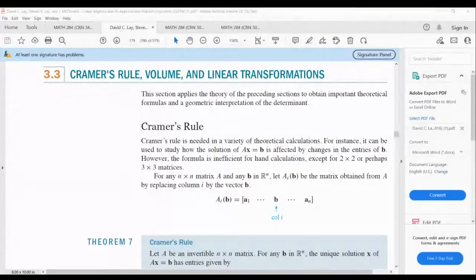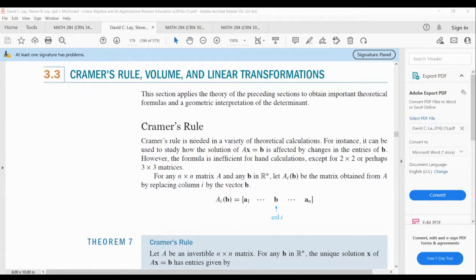Okay, so we are in chapter 3, and we're actually going to finish up chapter 3 today with section 3.3, which is Cramer's rule. You have learned in chapter 3 about determinants. In section 3.1, you learned how to do cofactor expansion for determinants. And in section 3.2, you learned properties of determinants.